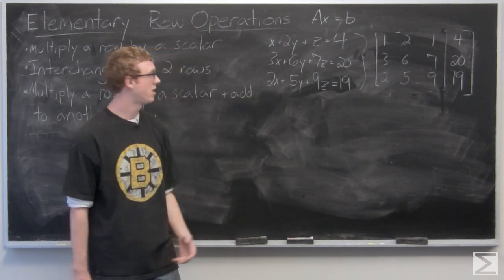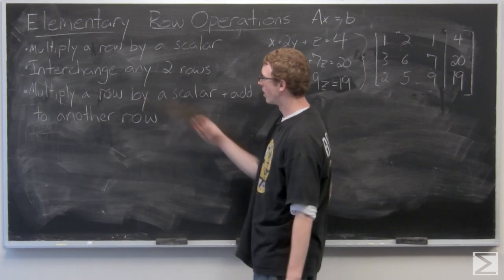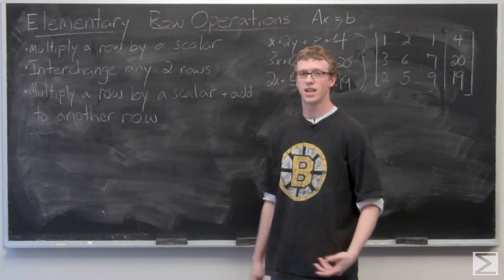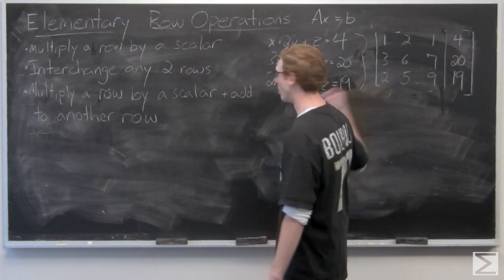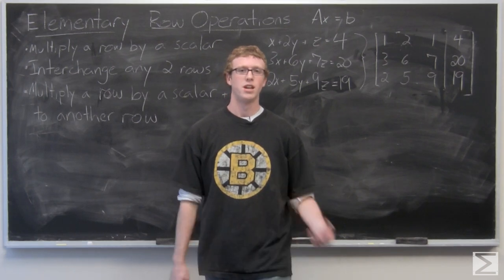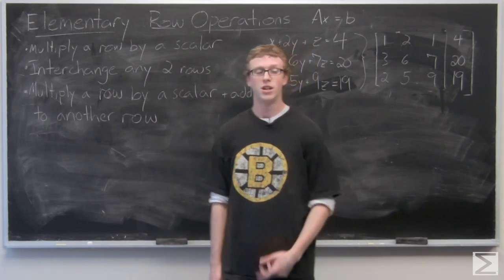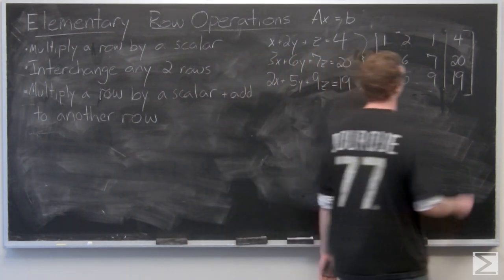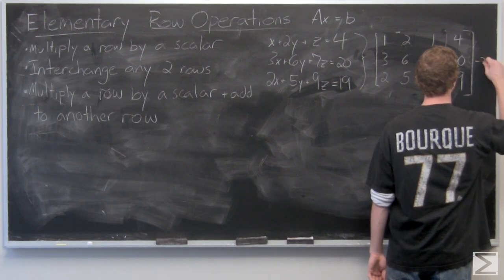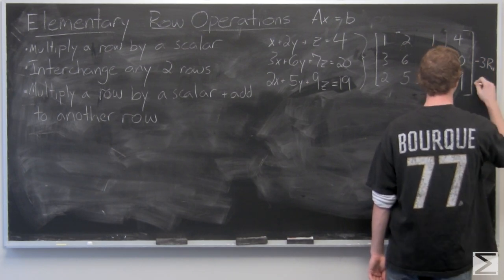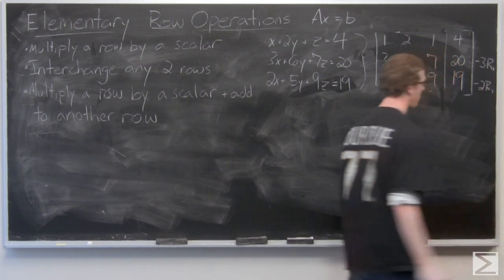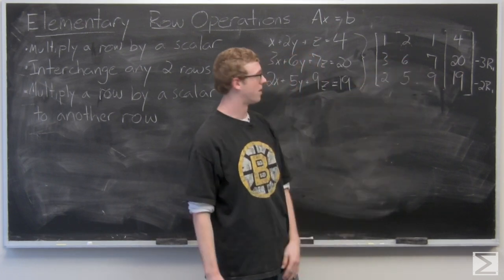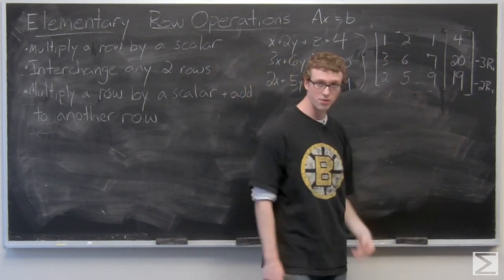So our first operation is going to be multiplying a row by a scalar and adding it to another row. We're going to do that for both the second and third rows of this matrix. So we can attempt to get rid of those 3 and 2s and have zeros underneath so that the only equation in our matrix that is solved for X is the top row. So the first operation is subtracting 3 of row 1 from row 2 and subtracting 2 of row 1 from row 3.